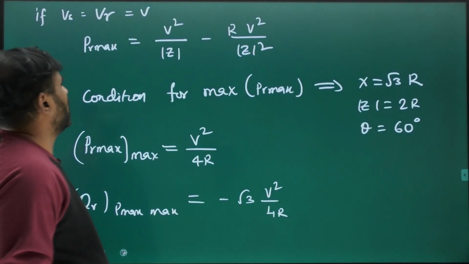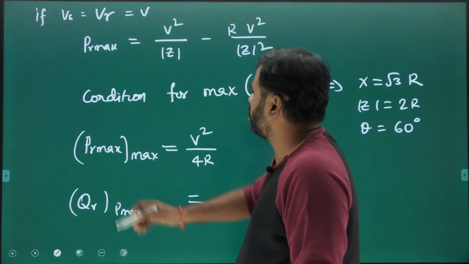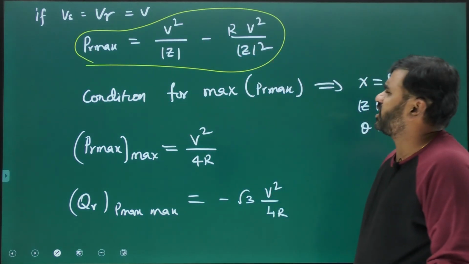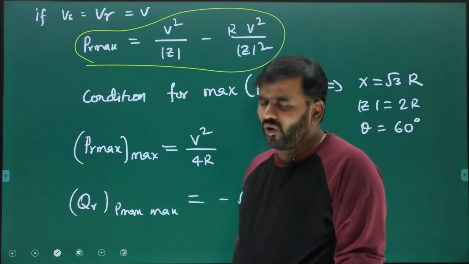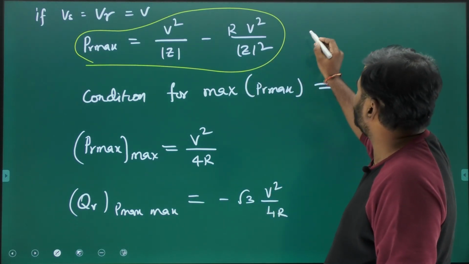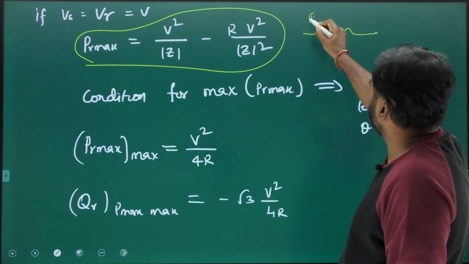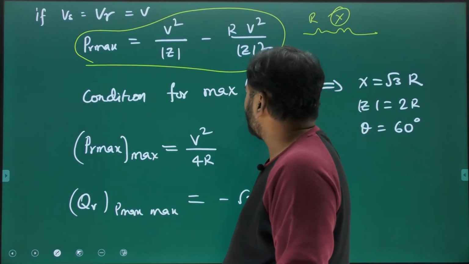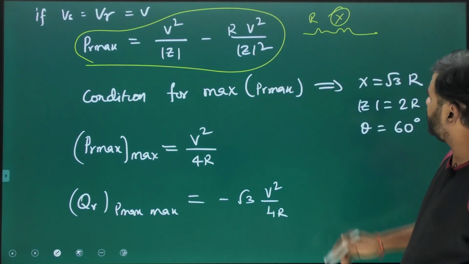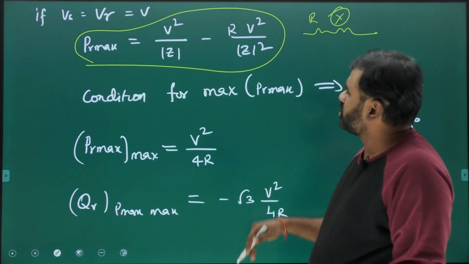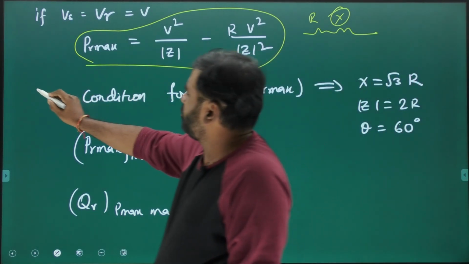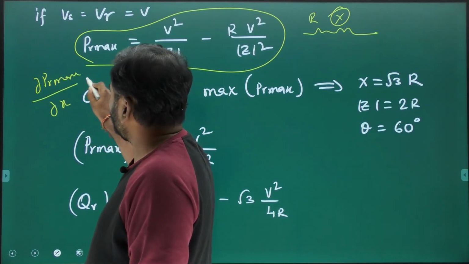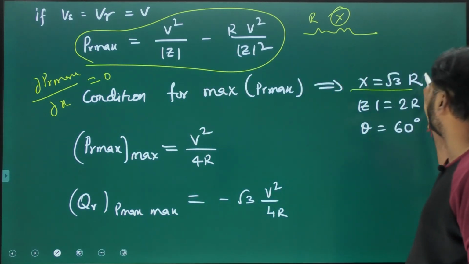The next thing is, if Vs equals Vr, you can substitute in the PR max formula and we get this. Now the condition for the maximum possible PR max. See, if you want to get a condition, let's see what the variable is here. Since in the transmission line R and X are in series, I can control X by controlling what? Series compensation. So the variable is X here. You just differentiate PR max with respect to the reactance of the transmission line and equate to 0. Finally we get this condition: X equals root 3 R.